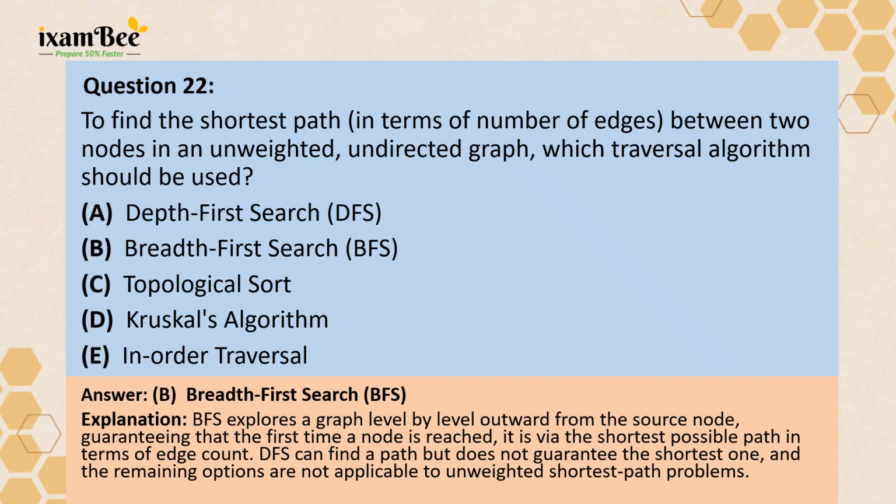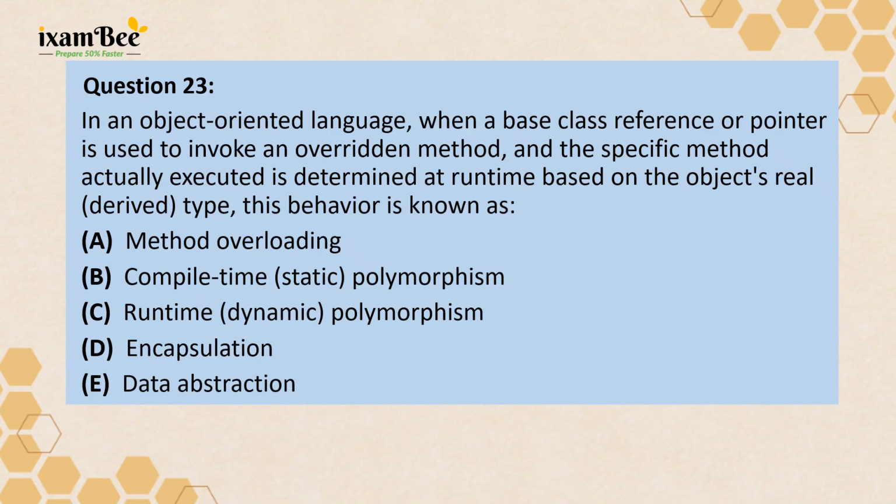Because of that level by level expansion, the very first time BFS reaches any given node is guaranteed to have arrived via the shortest possible path in terms of number of edges. DFS, by contrast, dives deep down one path before backtracking. So while it can find a path, it offers no such shortest path guarantee. Topological sort and Kruskal's algorithm aren't even applicable here. They solve entirely different problems. So for shortest path in an unweighted graph, the answer is option B, which is breadth first search.